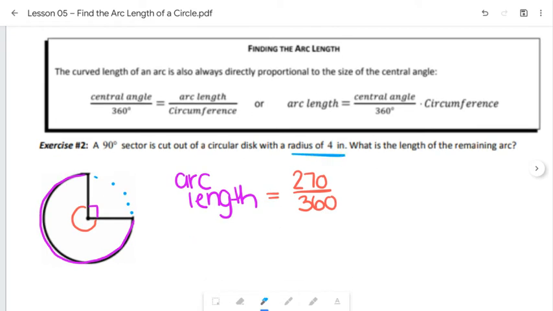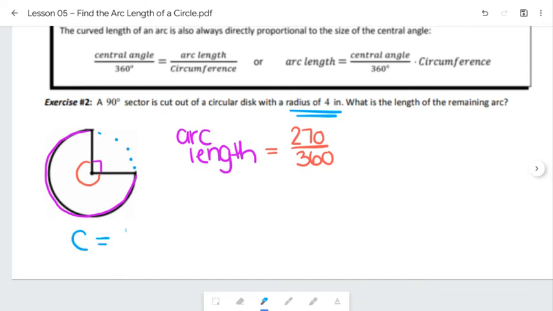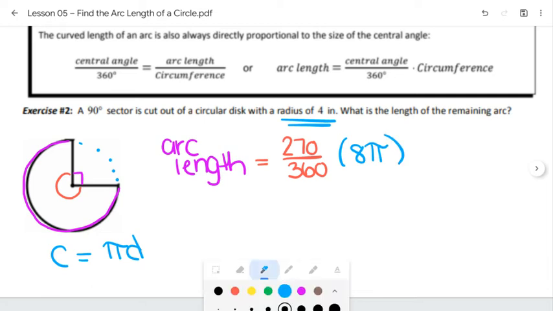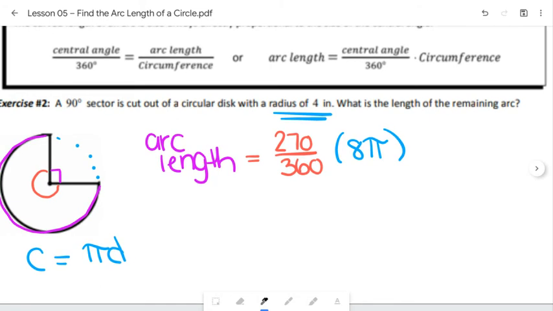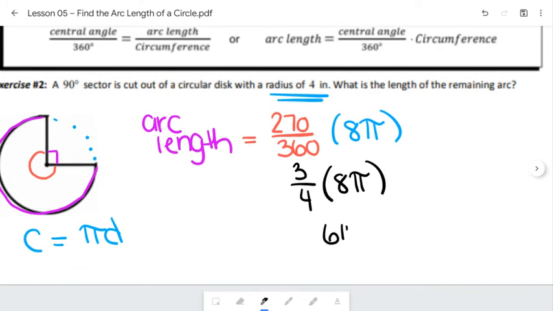In here, be careful because they give me the radius of 4. Remember, my circumference formula is pi times diameter. So with that being said, if my radius is 4, my diameter is 8. And so essentially, since we took a 90-degree sector out of here, I'm left with 3/4 times 8 pi. And that's just going to leave us with 6 pi.